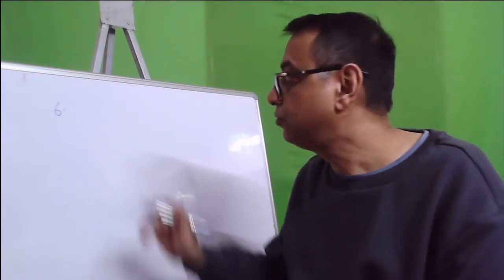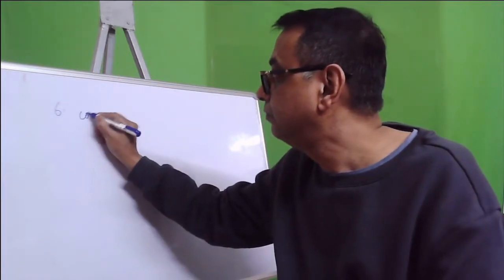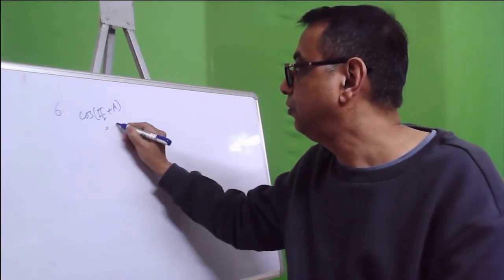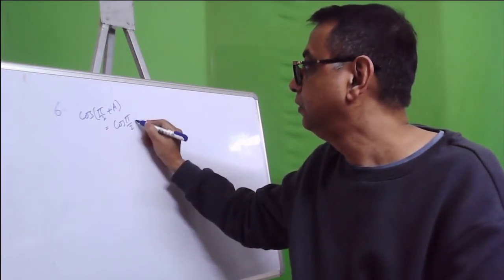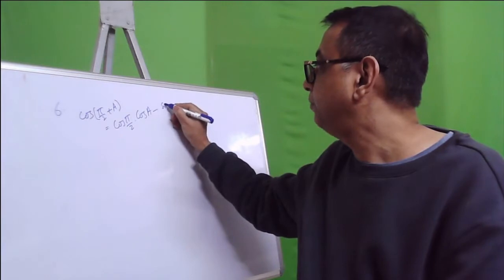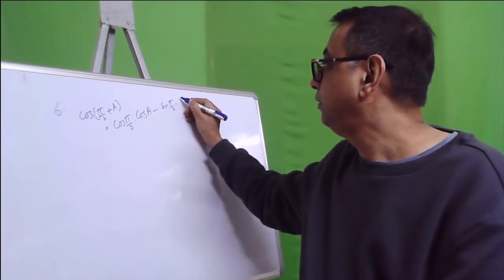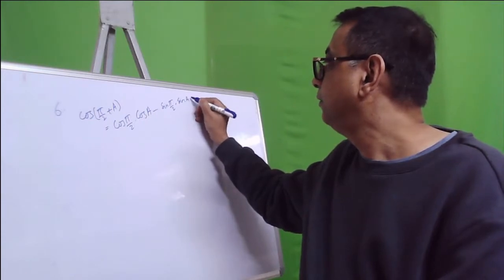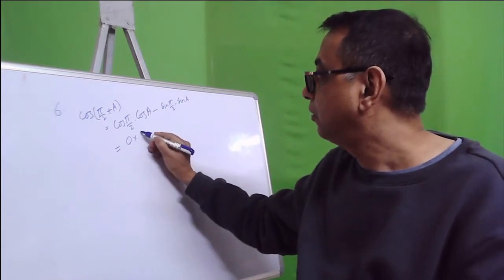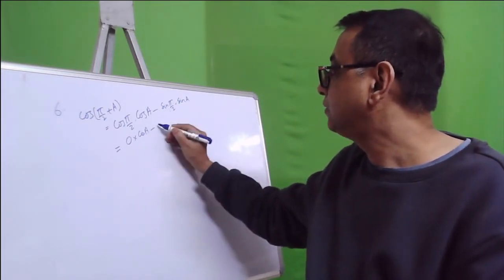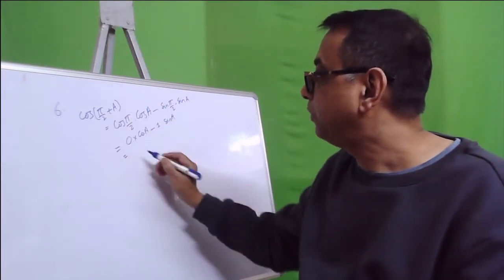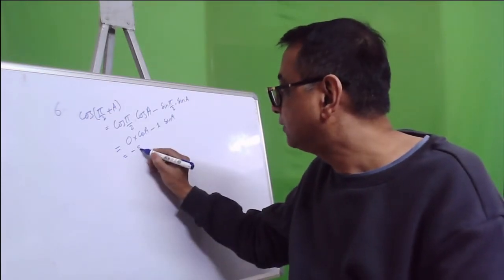So now let us do cos(π/2 + A). It will become cos(π/2) into cos A minus sin(π/2) into sin A, which is equal to cos(π/2), you know, 0, into cos A, minus sin(π/2), which is 1, into sin A. So cos(π/2 + A) is equal to −sin A.